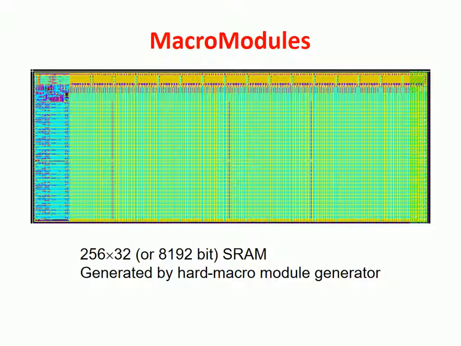Okay. This is an example of a macro module. It is an 8K static RAM. In this case, you have a module generator which is completely configurable. You put in the configurator how large you want the memory, and then it gives you not only the gate netlist but also the layout of the chip. You have just to take this and to put it into the chip. Okay.